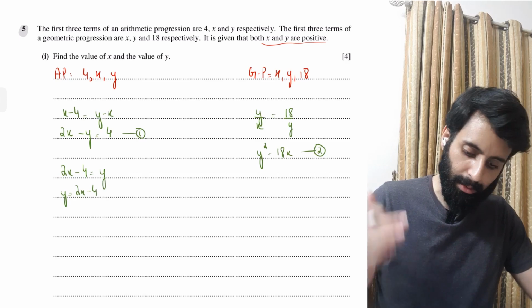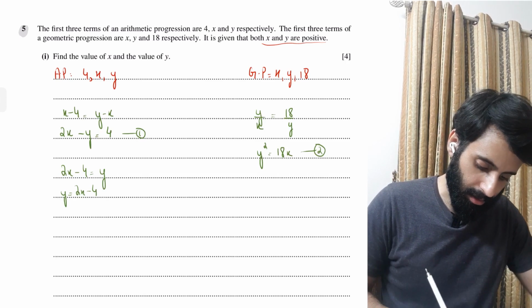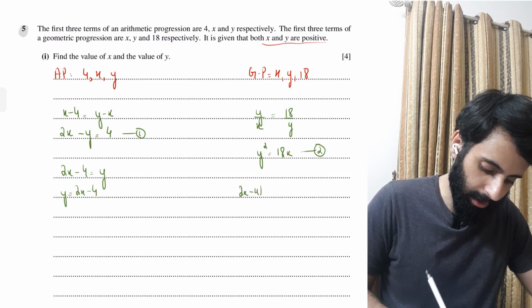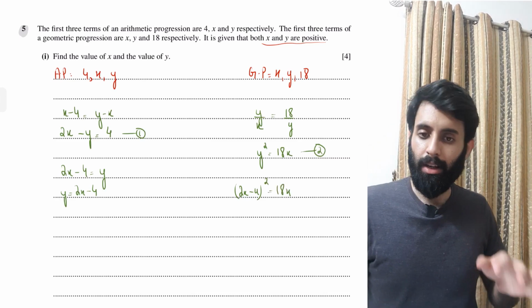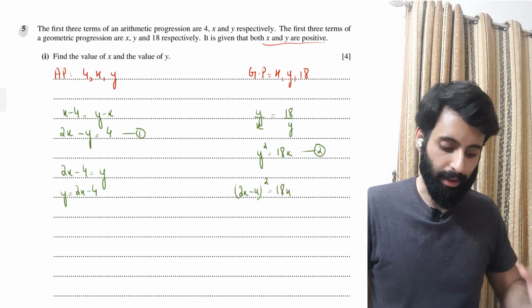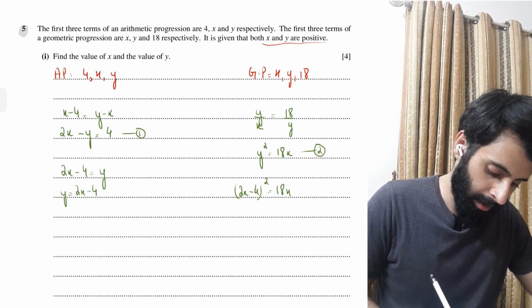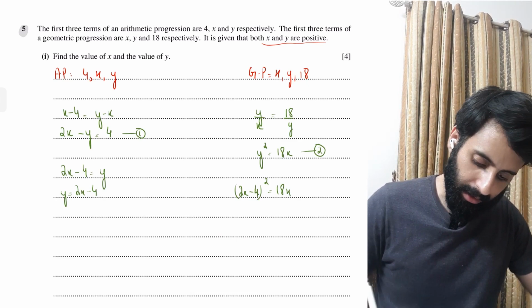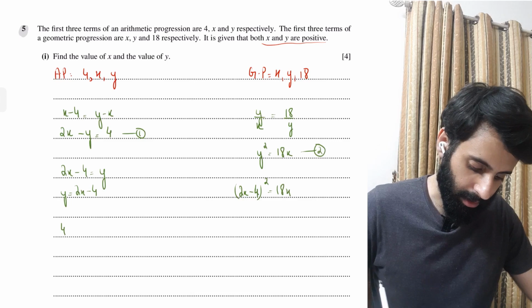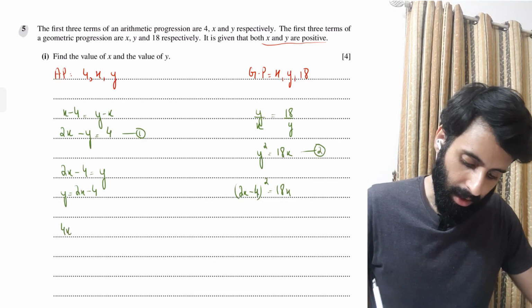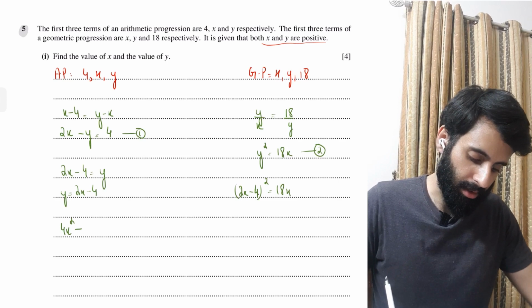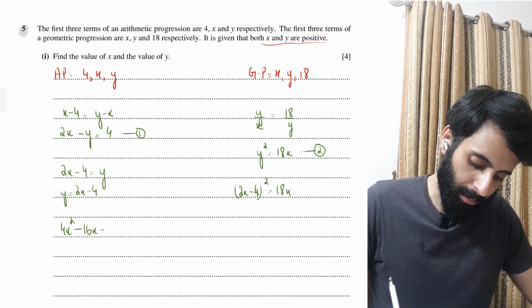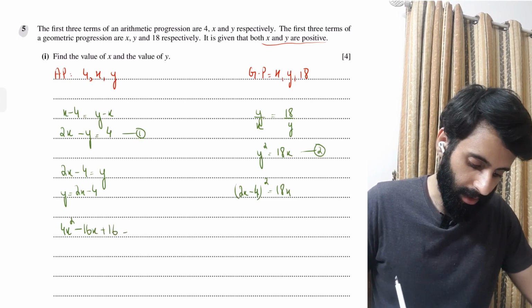And according to the question, y squared is equal to 18x. So that means (2x minus 4) the whole thing squared equals 18x. And please, I can't emphasize enough that when you expand this, do not forget to use the identity. So (2x) whole squared, I'm going to start from here now so that I don't miss out on a lot of space, is 4x squared, minus 2 times 2x times 4. So that's 16x, plus 16 is equal to 18x.